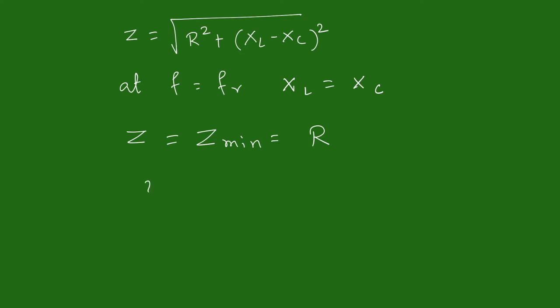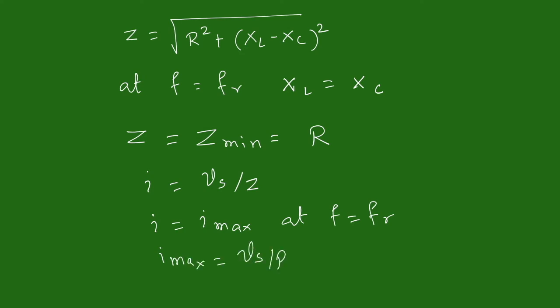Current in the circuit I should be equal to Vs upon Z. This current will then be maximum when Z is minimum, and hence when F is equal to Fr, current I will take a maximum value, and this I maximum will be equal to Vs upon R.